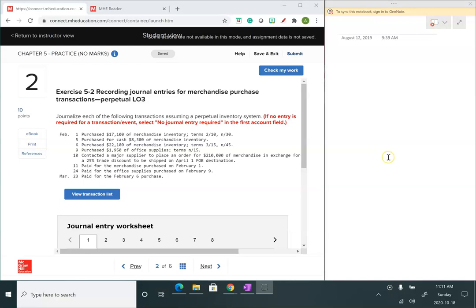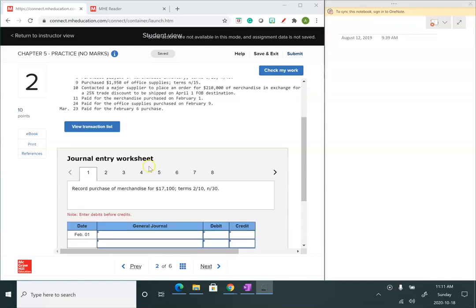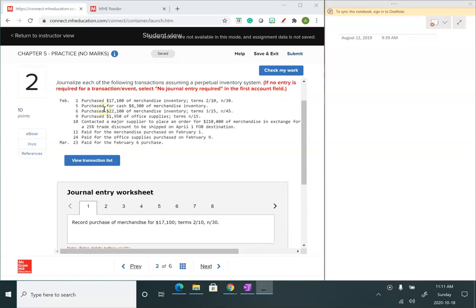So in exercise 5-2, we're going to record journal entries from the supplier. So it's us buying our inventory from our supplier. And what I'm going to do is keep a running total of my accounts payable, just because I find when I show the T account and what's going in and out, it makes the journal entries a little bit easier. So February 1st, we purchased $17,100 of merchandise inventory.